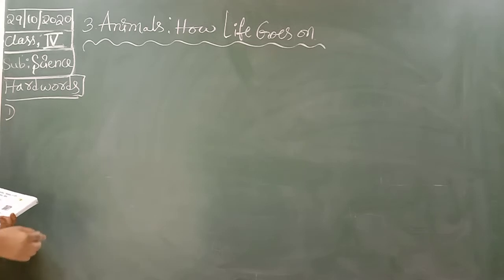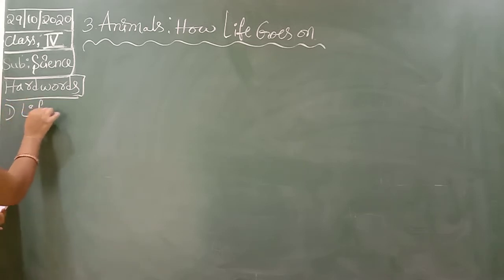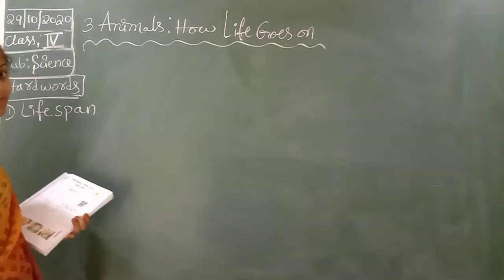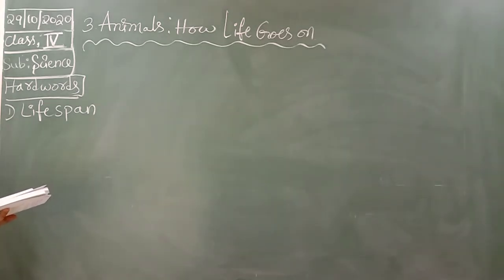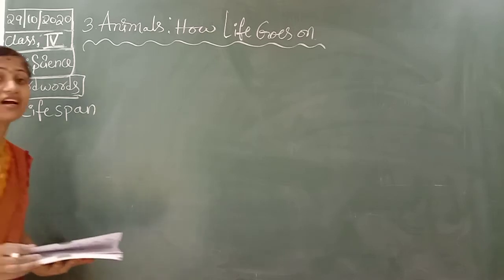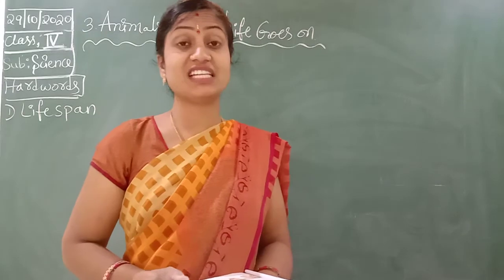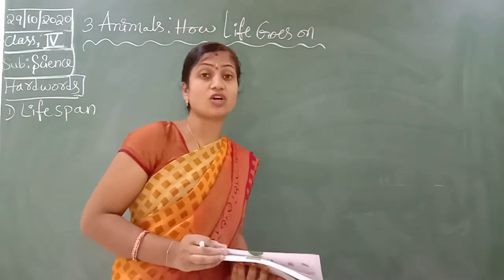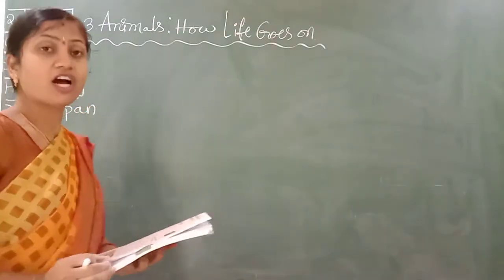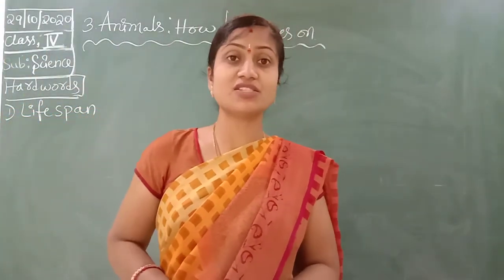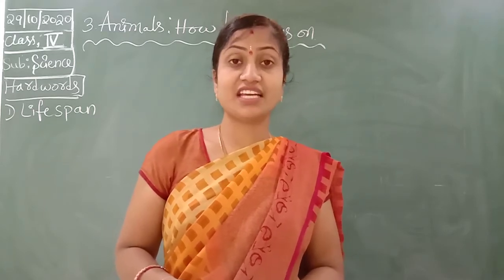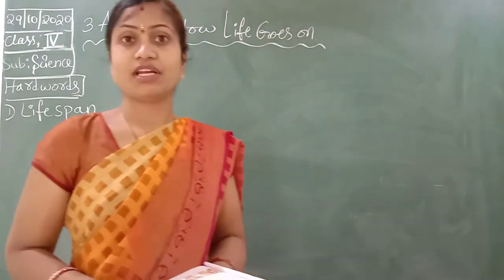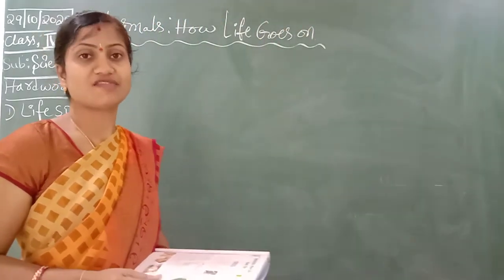First one, lifespan. L-I-F-E, life, S-P-A-N, span, lifespan. What is the meaning of lifespan? The period of time for which a living thing lives or is expected to live. The period of a lifetime, the period for which a living thing lives, that is called a lifespan. We human beings and animals live only for some days. We can live 100 years, but mostly we live 70, 80 years. And some animals also live for some period of time, that is called a lifespan.